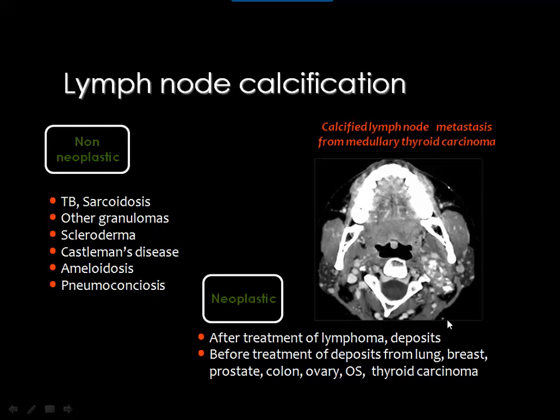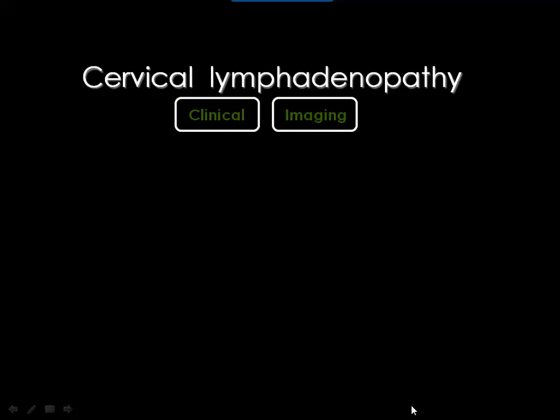But neoplastic nodes which may show calcium are those coming from medullary thyroid carcinoma, which is known to give metastatic nodes containing calcium, and pulmonary metastasis containing calcium. Also, the prostate and the colon, especially the mucinous adenocarcinoma of the colon, give calcified metastasis. In cases of lymphoma and metastatic nodes after treatment, they may show some calcification, which may indicate a process of healing.